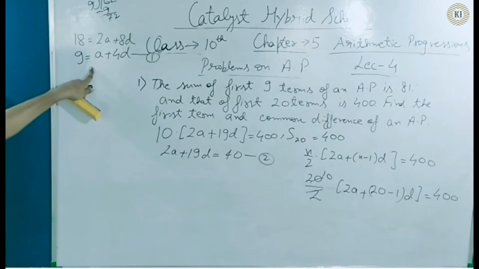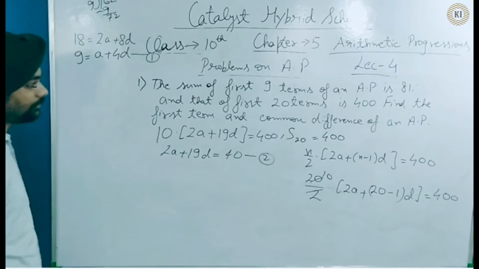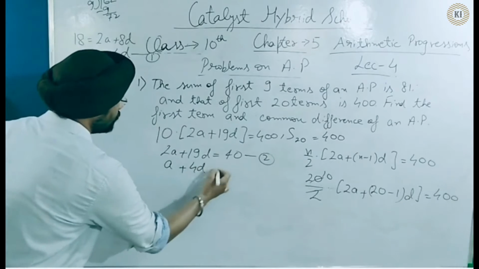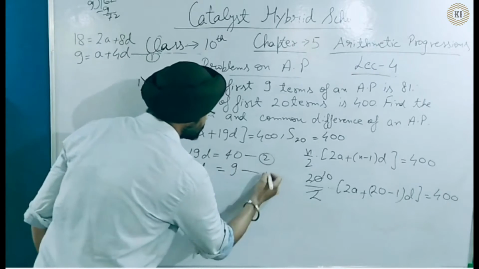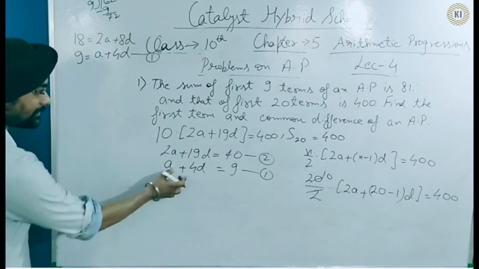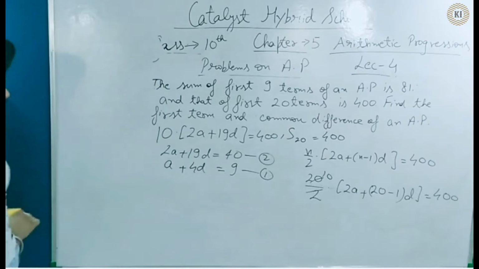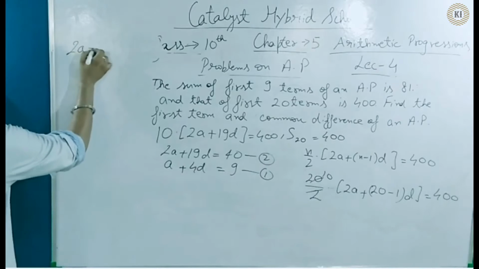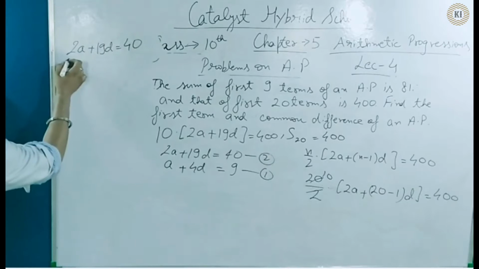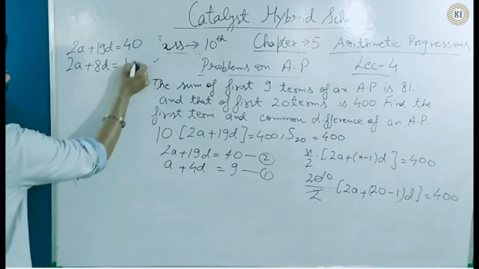So the first equation is a plus 4d equals 9 and the second equation is 2a plus 19d equals 40. Now let us solve. This is our first equation, a plus 4d equals 9. You can solve both the equations simultaneously. So multiply the first equation by 2. It will be 2a plus 19d equal to 40 and this will be 2a plus 8d equal to 18.